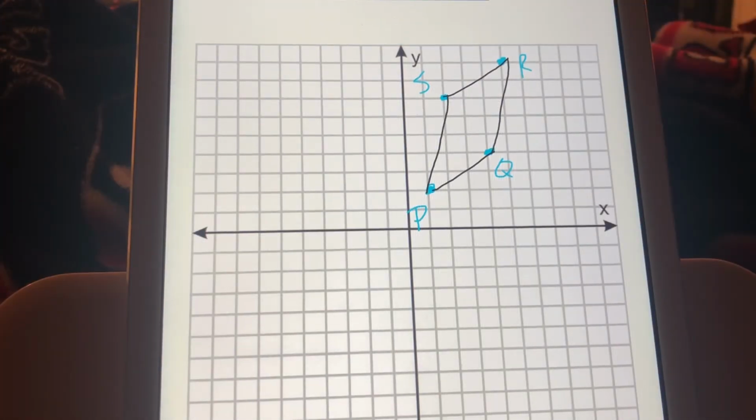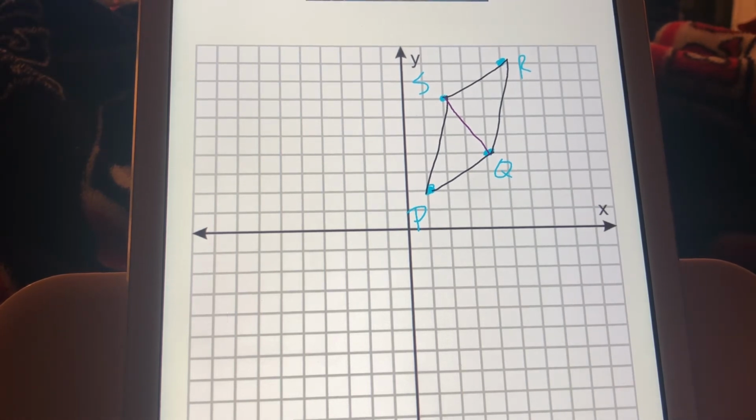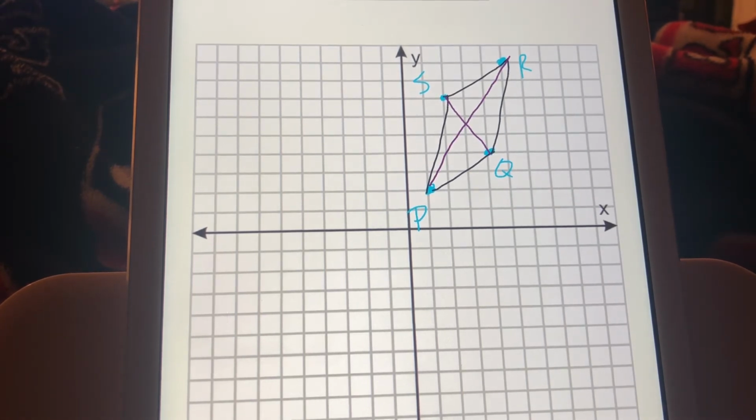I've already drawn the quadrilateral here. We don't know yet that it's a parallelogram. So we've got the quadrilateral PQRS. In order to prove that this quadrilateral is a parallelogram, we need to prove that the diagonals, the line from S to Q and the line from P to R, share a midpoint. Where those two segments intersect one another should be the same point.